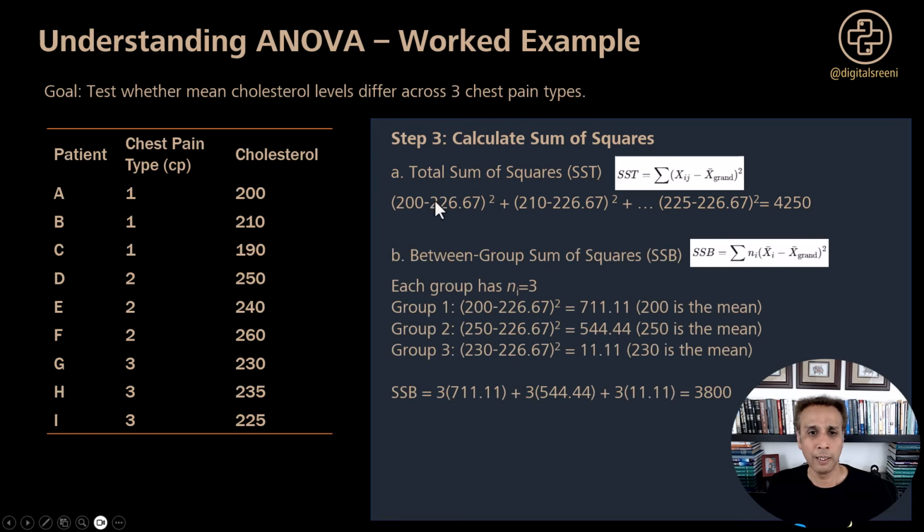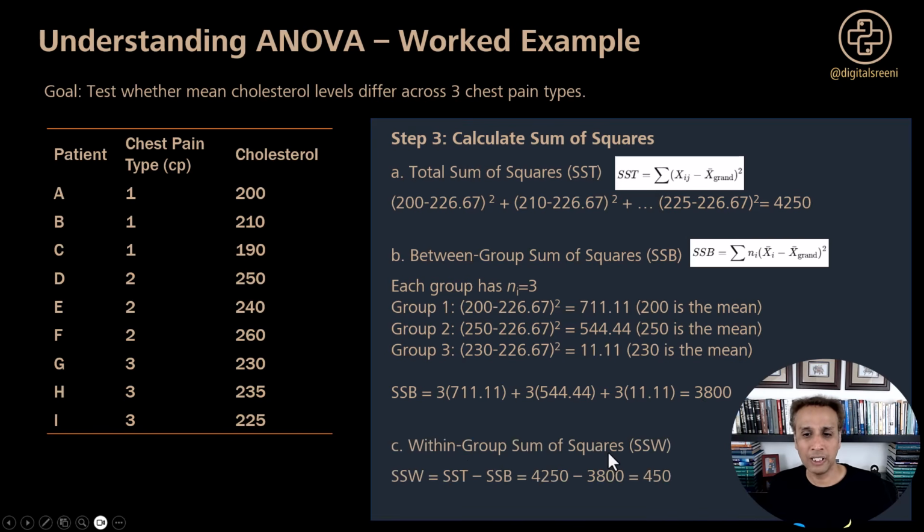Part B of step 3 is between group sum of squares. This is SST, total sum of squares. Between group, so you take group 1, obviously the mean of group 1 is 200, mean of group 2 is 250, mean of group 3 is 230, and then this is what we mean by between group sum of squares. And we get certain values and add those, you get 3,800 here.